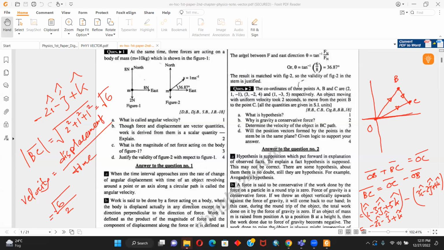Okay. So you get this whole maths? Where did you get the 2? Okay, it's given here. An object moving with uniform velocity took 2 seconds to move from the point B to point C. Okay.